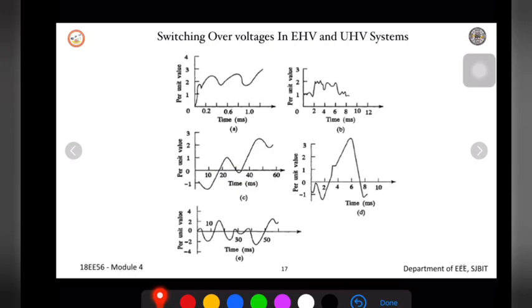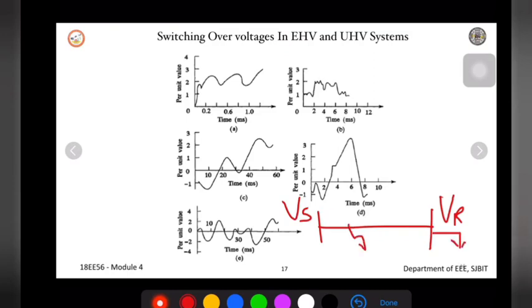after fault clearing. Once you clear the fault, we have a sending end and a receiving end, as we used to say. If this is Vs, the sending voltage, and this is Vr, the receiving end, once a fault is cleared in this line, I am clearing this fault. When the fault is cleared, the over voltage at the line end will be in this fashion. So an over voltage is going to happen within the line.